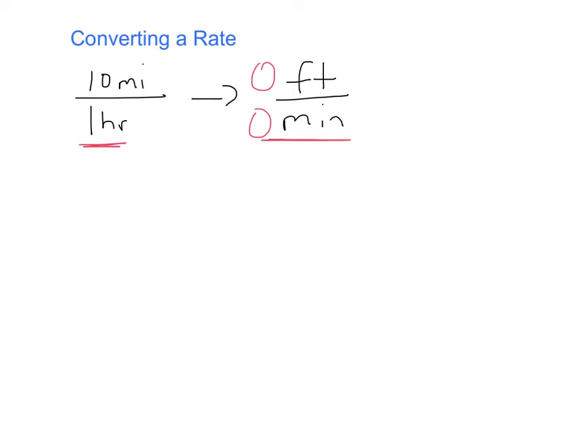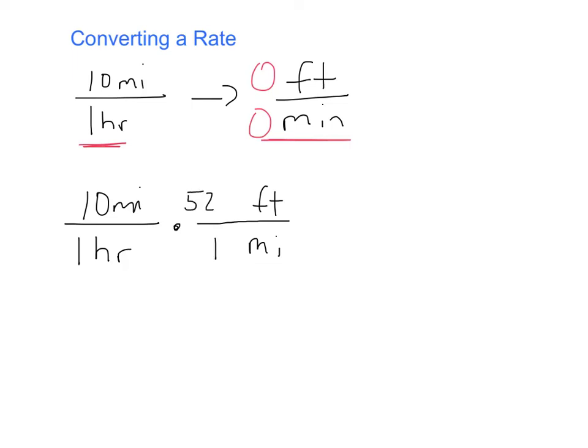The first thing I want to do is set up my rate, which is 10 miles in 1 hour. I'm going to multiply this with what I call a conversion factor. Either going to convert the hours to minutes first, or I'll convert the miles to feet first. Let's do miles to feet first. So I want to keep feet in the numerator, and I want to change miles to feet. So I'm going to say 1 mile is the same thing as 5,280 feet.